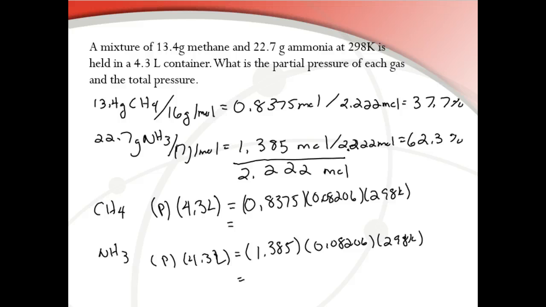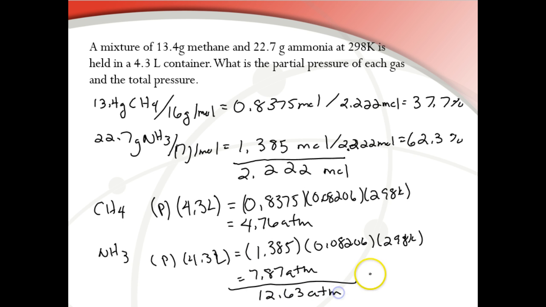So when I do that for methane, it looks like I get 4.76 atmospheres. When I do this for ammonia, I get 7.87 atmospheres. So those are the partial pressures. My total pressure is going to be 4.76 plus 7.87, and I get 12.63 atmospheres as my total.